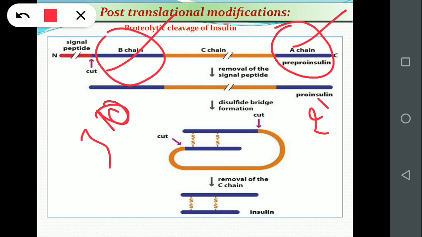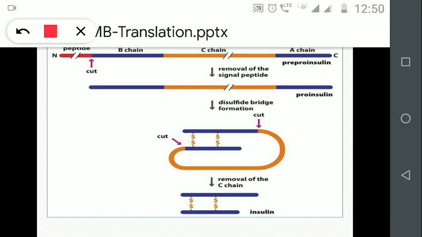With two chains, the translation system would have to synthesize the A chain and B chain separately, and after that combine them by means of interchain disulfide bonds. But that is not the case. Only one large polypeptide chain is synthesized, and that undergoes proteolysis to form the A chain and B chain. Now we will look at this diagram.